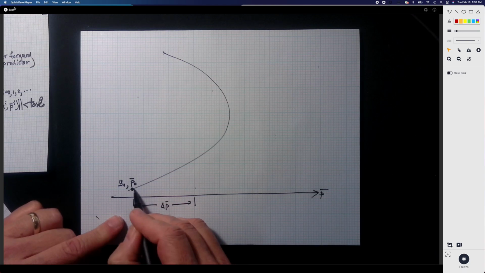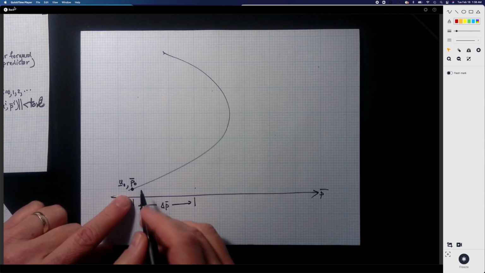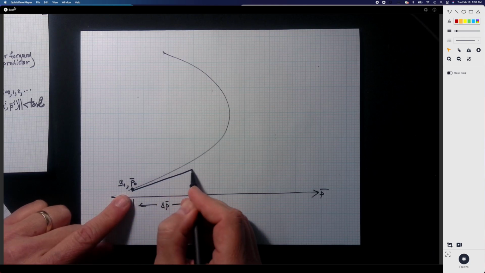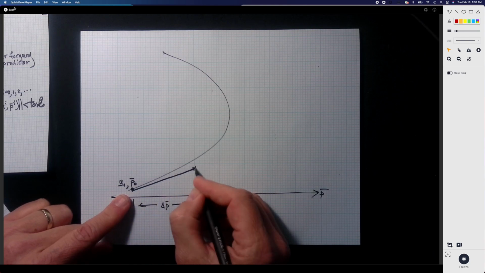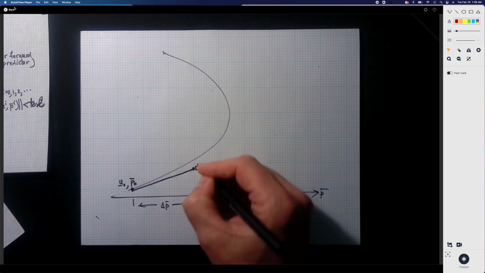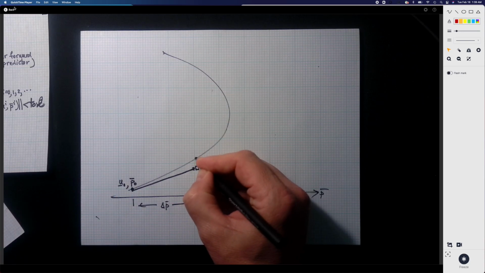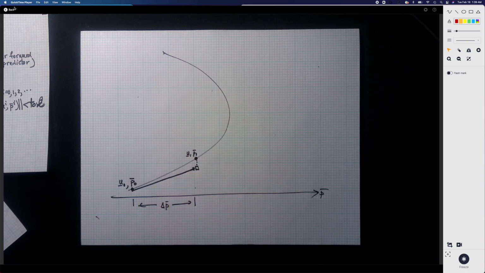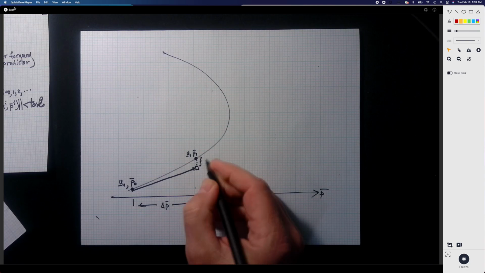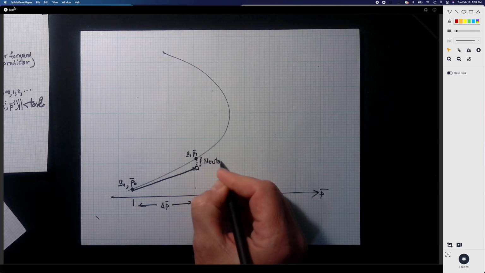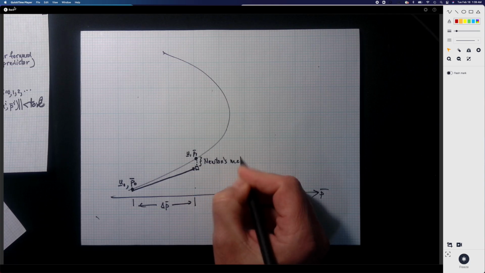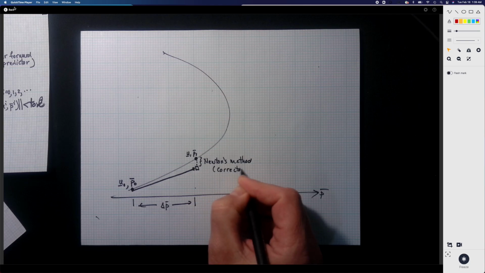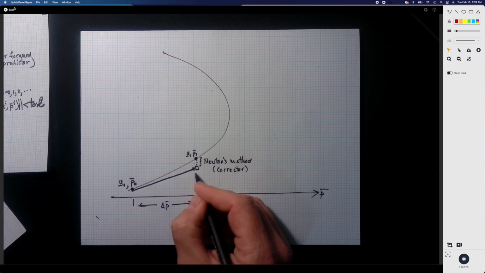And we take our predictor by taking the derivative of u naught along this solution branch. So we go something like this. And this is our predictor. And then we use Newton's iteration to step to a new solution, u1 p bar 1. And this iterative step here, this is Newton's method. And that's the corrector. And this is the predictor.